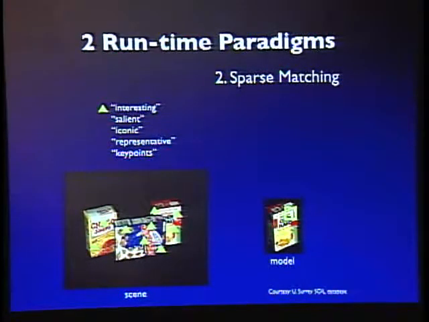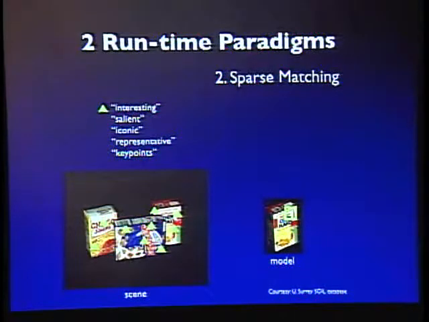Here are another few words that you will find if you read papers and books about this. They sometimes call these locations iconic or representative. They're also sometimes referred to as key points. And the etymology of that word should be clear. They are key to your interpretation of what's in the image.